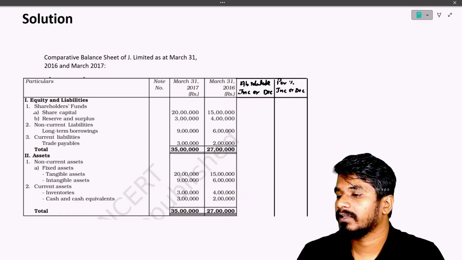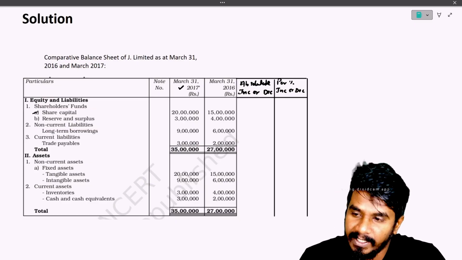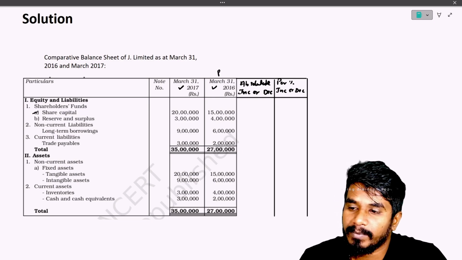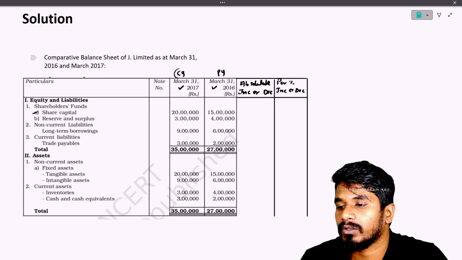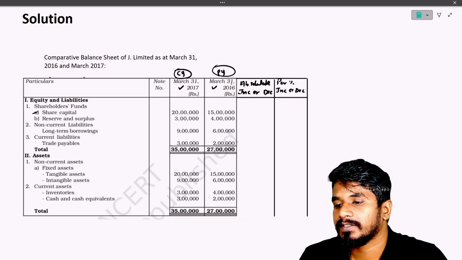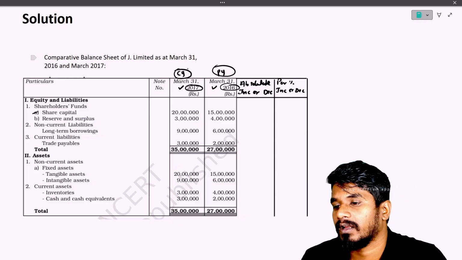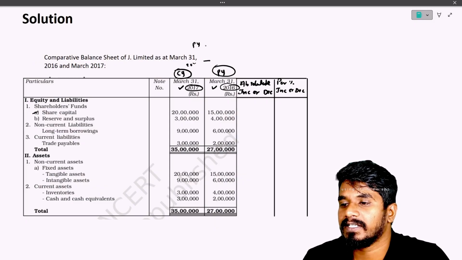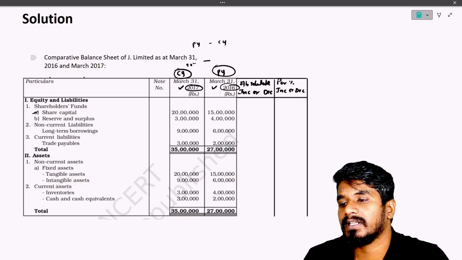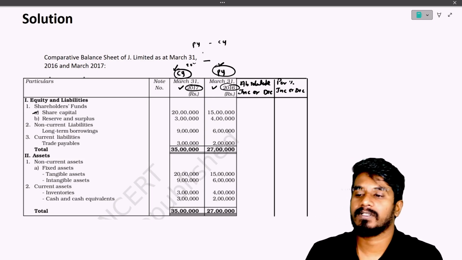The first thing given in the question is share capital, for 2017 and 2016. This is your previous year and this is your current year. Don't get confused in the examination by this simple thing. This is 2016 and this is 2017 data. Usually in our examination, they'll give it as 2016 and 2017, so that is previous year and current year. But in this question, they have given it as current year and previous year, in reverse order. So don't get confused with this.